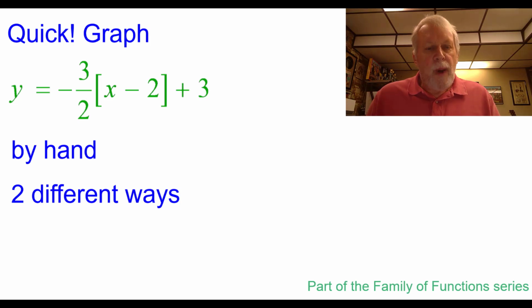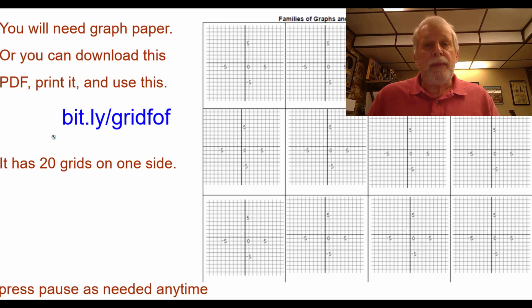Graph y equals negative 3/2 times the quantity of the greatest integer of x minus 2, plus 3, by hand two different ways. This is part of the family of functions series. You will need graph paper, or you can download this PDF and print it. Press pause as needed anytime during this video.